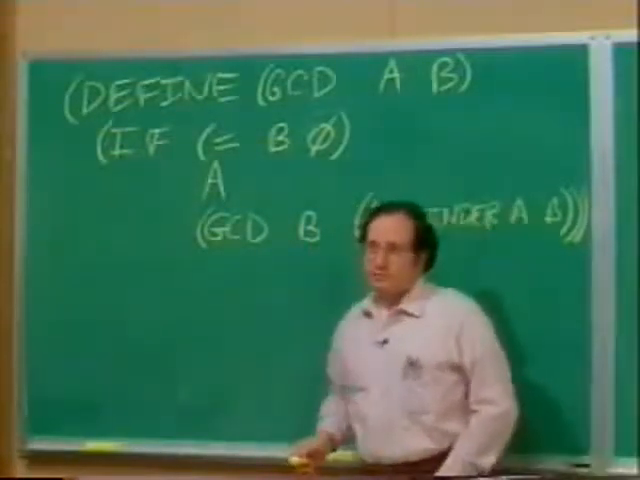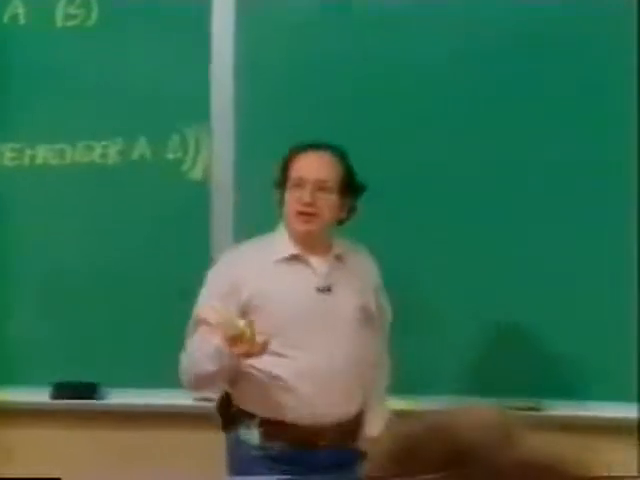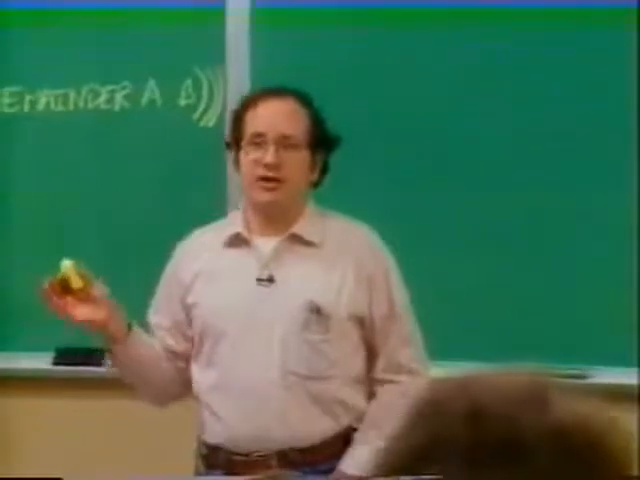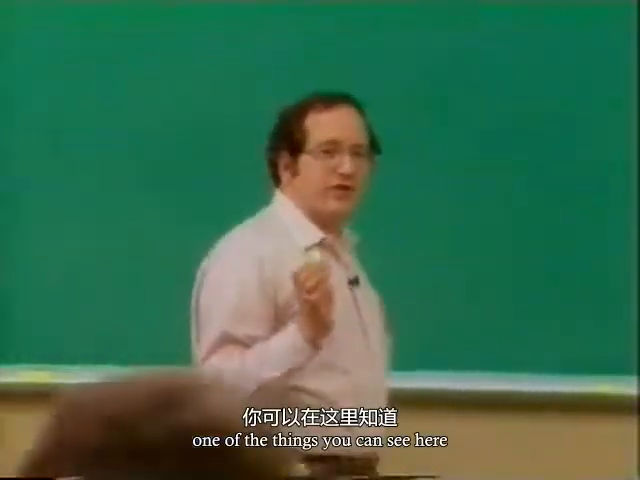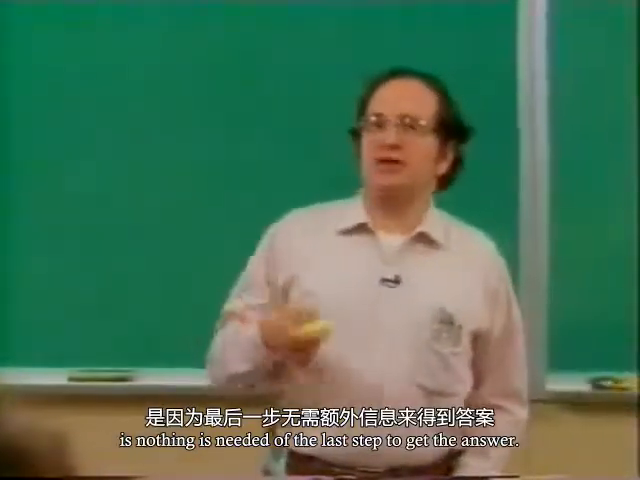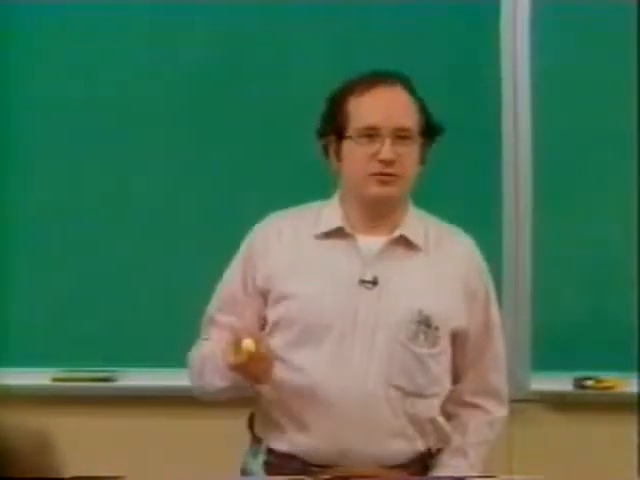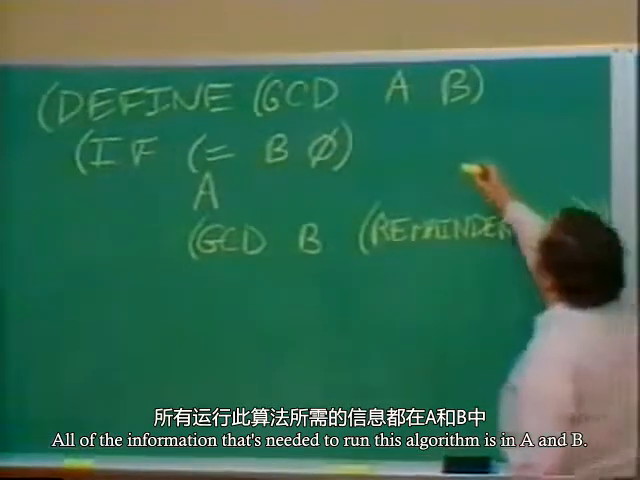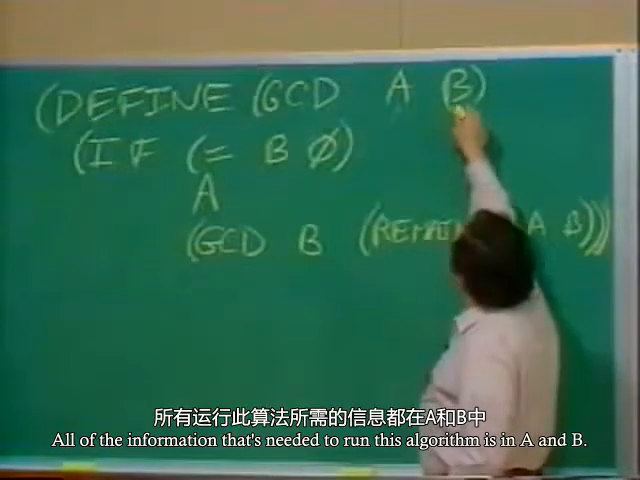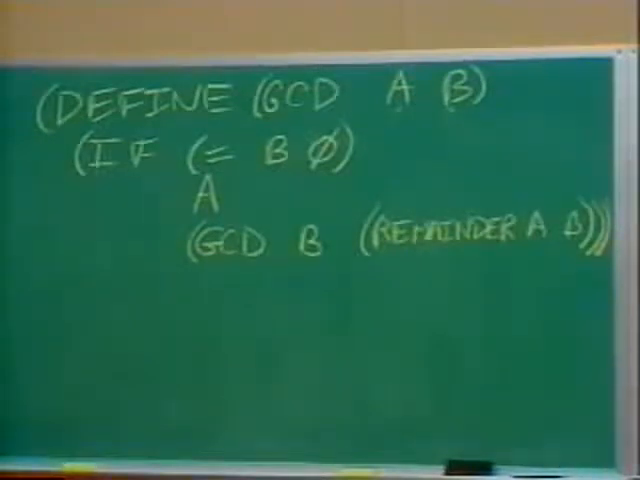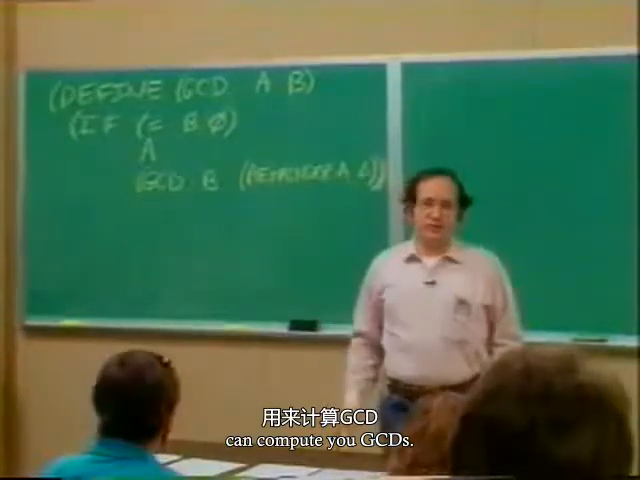Very simple. Now, I've already told you some of the mechanism by just saying it that way. I said it in time. I said there are certain steps. And one of the things you can see here is that one of the reasons why this is iterative is that nothing is needed of the last step to get the answer. All of the information that's needed to run this algorithm is in A and B. It has two well-defined state variables. So I'm going to define a machine for you that can compute GCDs.